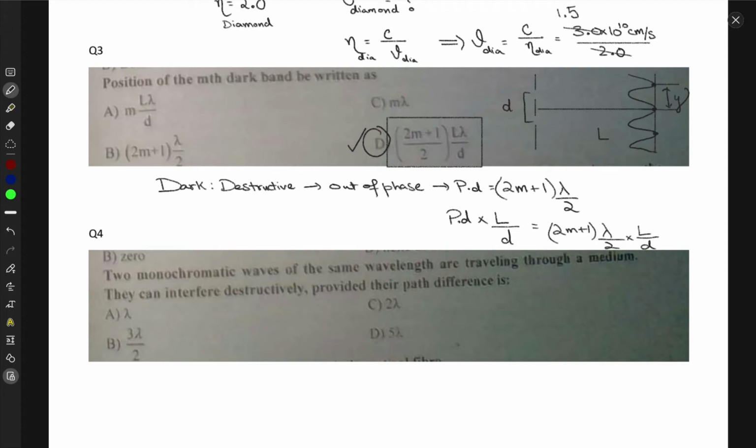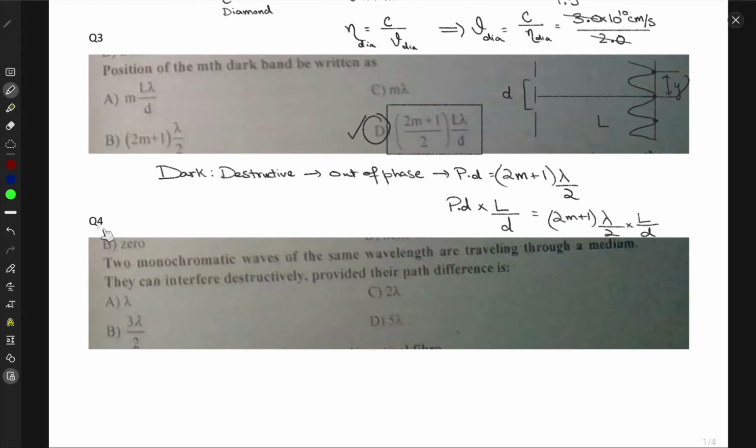All right, now let's move to question number 4, which reads, two monochromatic waves of the same wavelength are traveling. So we have two monochromatic waves and they have the same wavelength, both of them. They're traveling through a medium. So they're also traveling through one particular medium. They can interfere destructively provided their path difference is. So we have to again remember that the path difference for destructive interference is 2m plus 1 times lambda by 2.